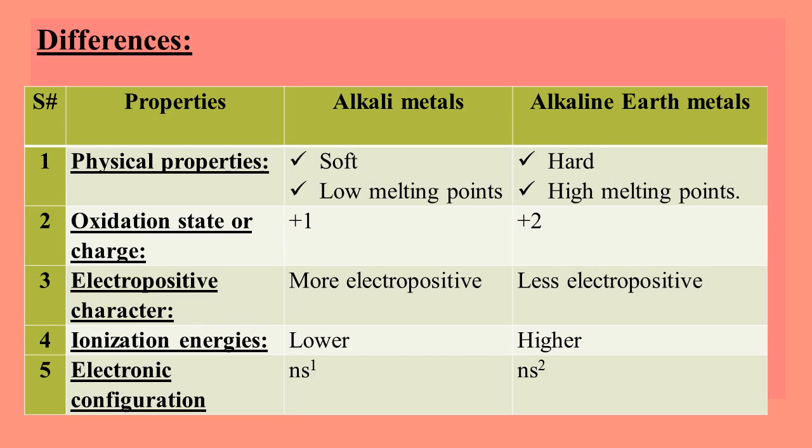Electronic configuration. Alkali metals have one electron in the valence shell, that's why their electronic configuration is ns1. While alkaline earth metals have two electrons in the valence shell, so their electronic configuration is ns2.